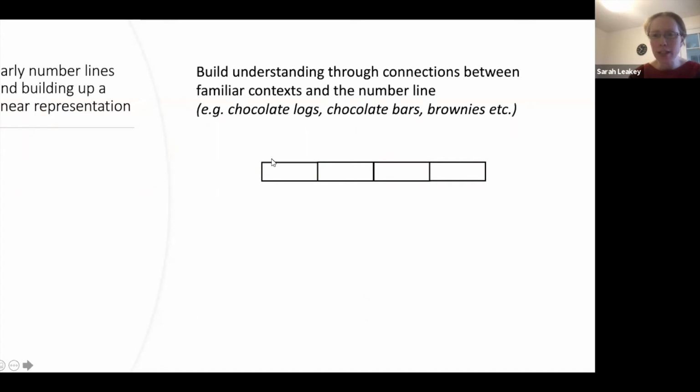So you could then start to link this to the number line by using something that's familiar, that's maybe rectangular in shape, and that would be logical to subdivide. So these rectangles could represent chocolate logs, chocolate bars, brownies, something like that. And then we're going to attach this onto a number line. So at this point, there are no brownies. And then we've got 1 brownie, 2 brownies, 3 brownies, and 4 brownies.